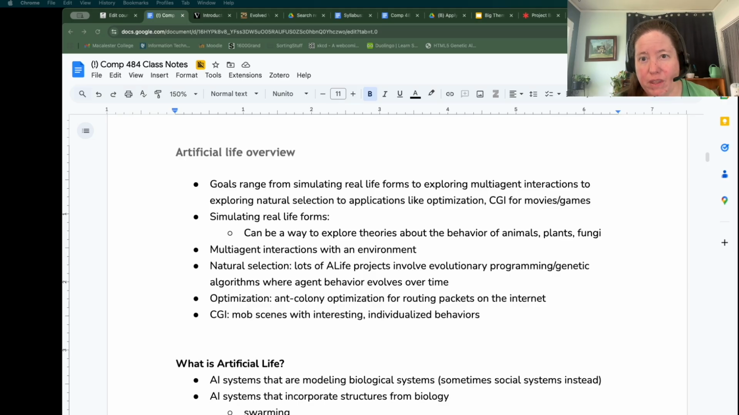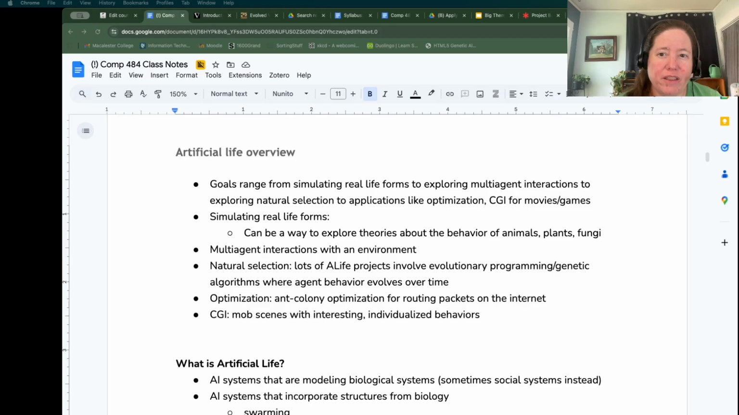There are also people who are interested in more broad questions of behavior, where they might not be so focused on simulating exactly and accurately real world creatures, plants or animals or fungi, but they are actually interested in agents that interact with their environments in certain ways, and how you can use that to learn more about systems as a whole.